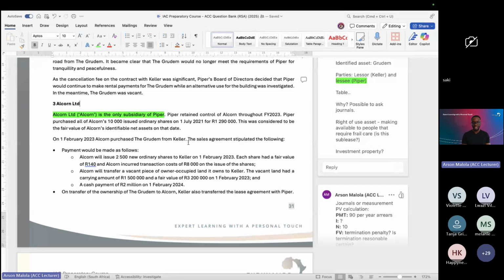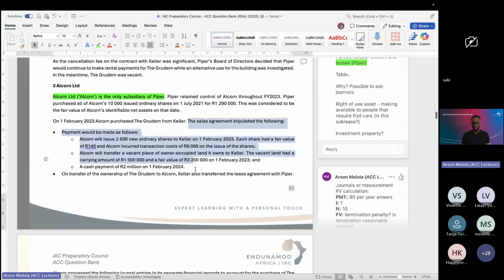And it stipulates the following. Now I'm going to ask you all to come and contribute to the conversation. The payment Alcon is making to Keller for the Grudem comprises three components. Firstly, Alcon is issuing shares to Keller on the 1st of Feb, each share with a fair value of 140, and incurring transaction costs of 8,000. Then Alcon will transfer a vacant piece of land that it owns to Keller, carrying value 1.5 million, fair value 3.2 million, on the same day. Then Alcon will make a cash payment of 2 million in a year's time.